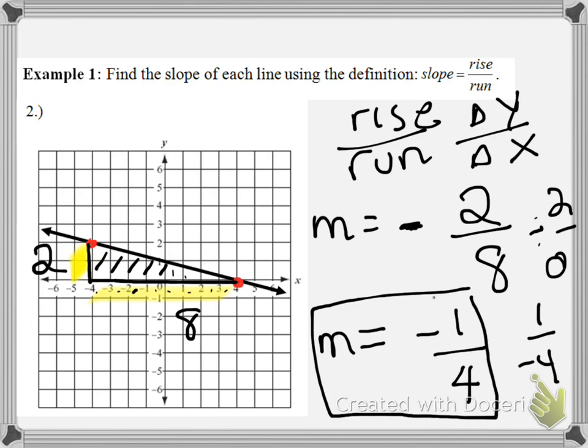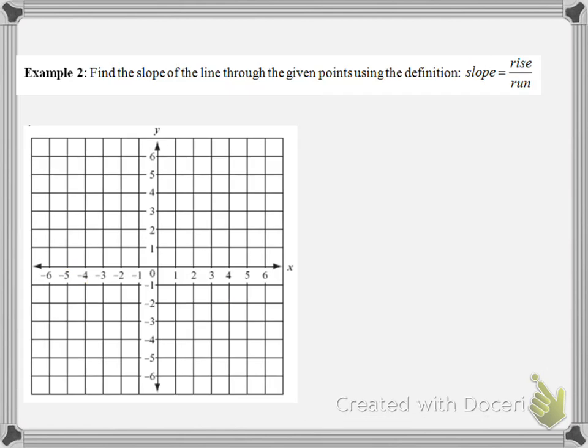So let's take a look at the next example. Find the slope of a line through the given points using the slopes. So, what if I give you the points, let's say 1, 5, and then I give you something like 1, negative 6. So what are you going to do?